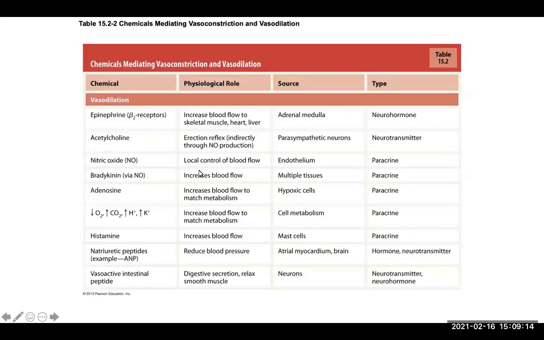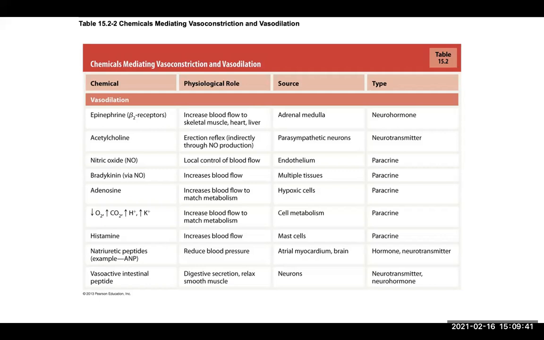So vasodilation, we'll start here with epinephrine. Epinephrine is a neurohormone. This neurohormone uses beta 2 receptors that are going to increase the flow to organs in your fight or flight response, which is, again, your sympathetic nervous system. So it affects things like your muscles, right? Your muscular system, your heart, and your liver.